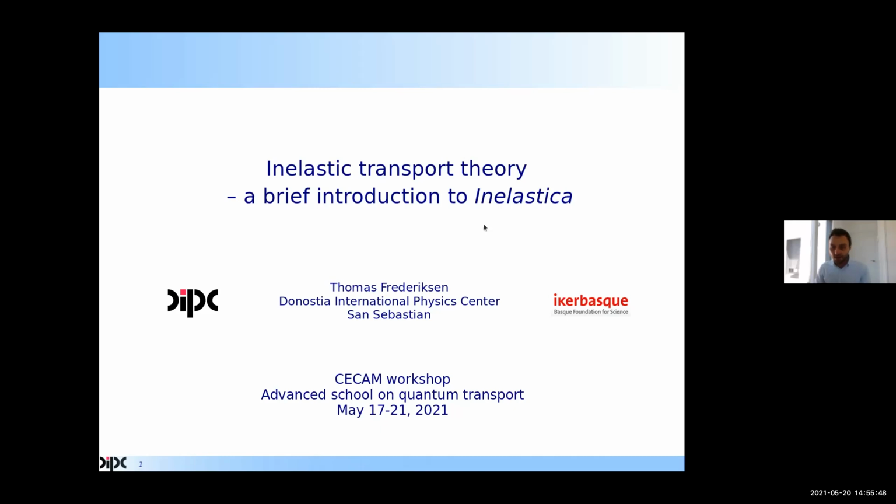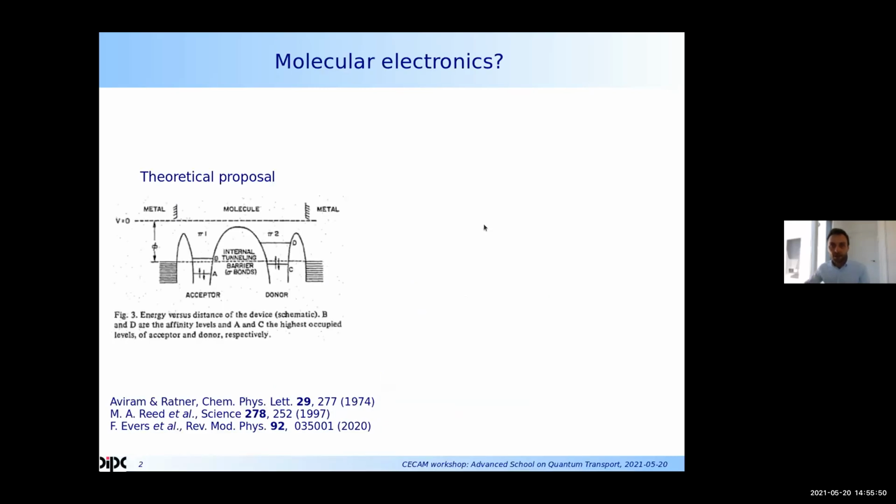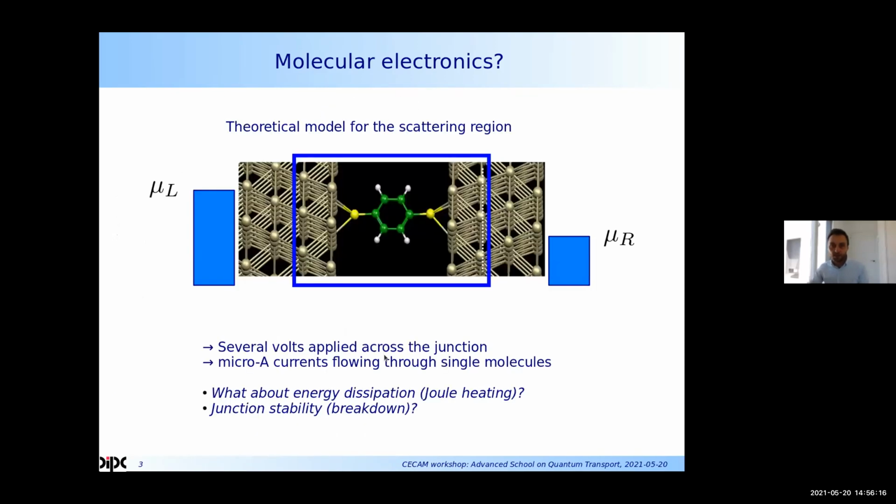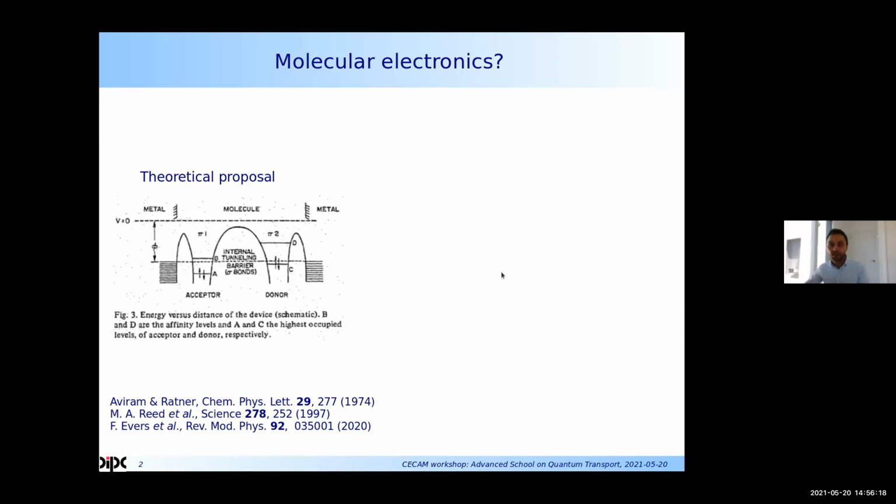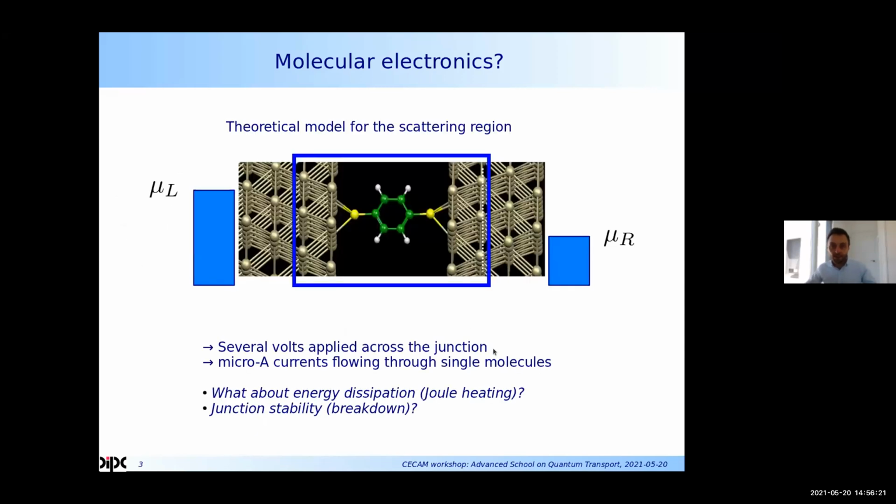A little bit of brief motivation is maybe not so necessary in this forum, but going almost 50 years back, it was proposed theoretically to build a molecular rectifier using molecules between metal electrodes. This famous paper by Aviram and Ratner. And significantly later, this was also pursued experimentally to try to address the transport properties of individual molecules.